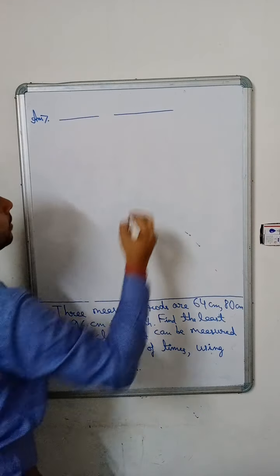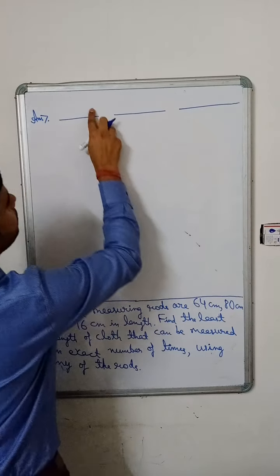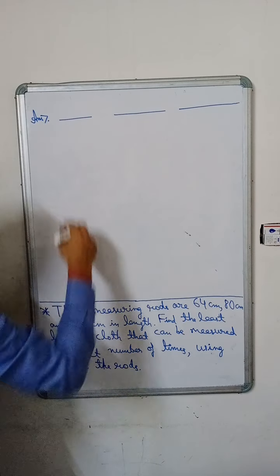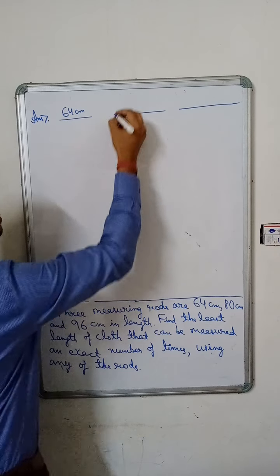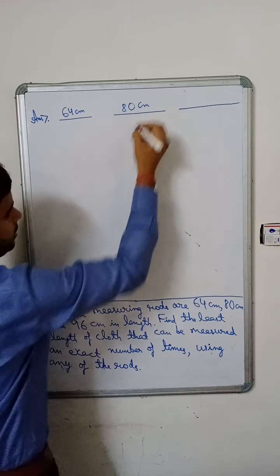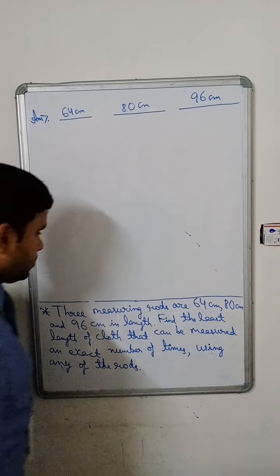Okay, let's take. Now the length of the first rod is 64 centimeter. Second one is 80 centimeter. And third one is 96 centimeter.